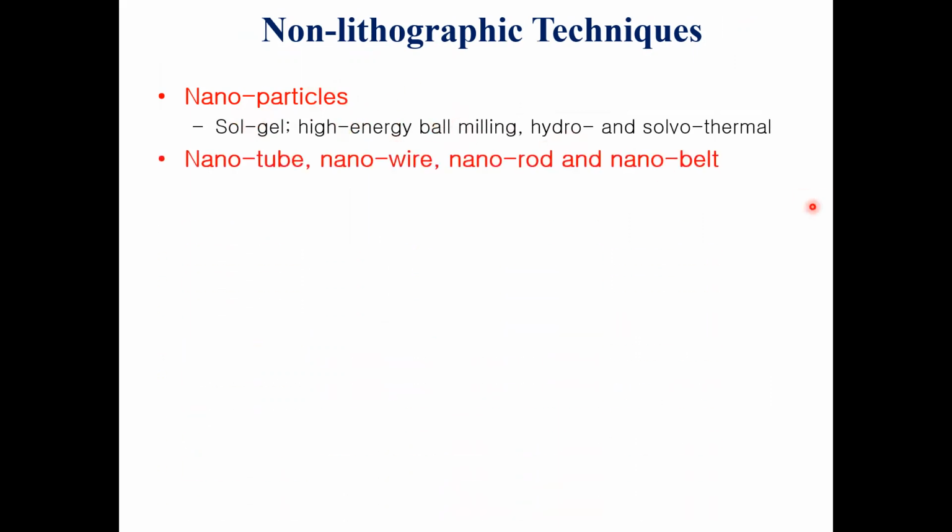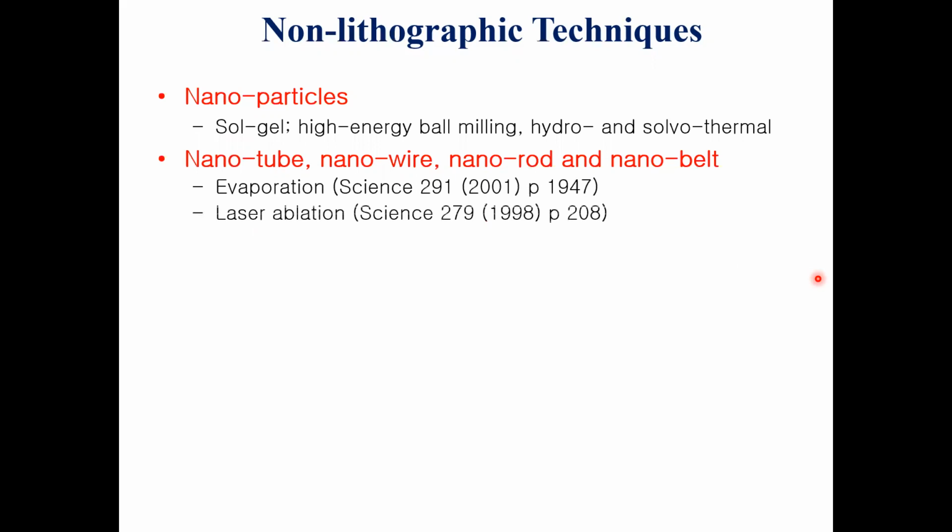What I'm going to talk about is other non-expensive techniques, such as for making nanoparticles. There are wonderful sol gel, high energy ball milling, solvothermal techniques. These are very well established techniques. And then there are techniques where you can create nanotube, nanowire, nanorod, nanobelt, etc. by using evaporation technique, laser ablation, where you ablate material and deposit in finer scales.